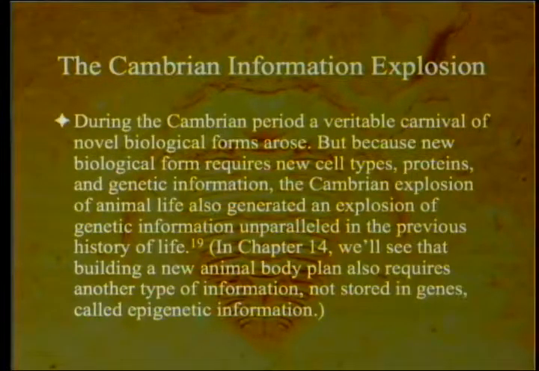During the Cambrian period, a veritable carnival of novel biological forms arose. But because new biological form requires new cell types, proteins, and genetic information, the Cambrian explosion of animal life also generated an explosion of genetic information unparalleled in the previous history of life. In chapter 14, we'll see that building a new animal body plan also requires another type of information not stored in genes, called epigenetic information.